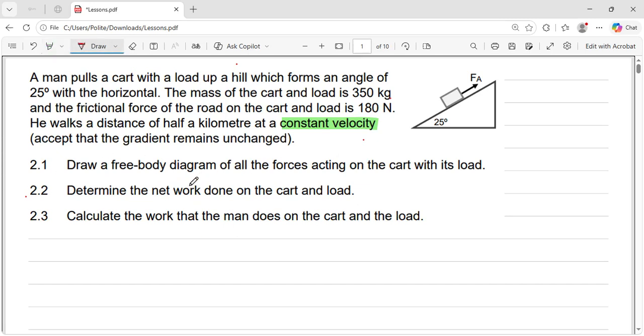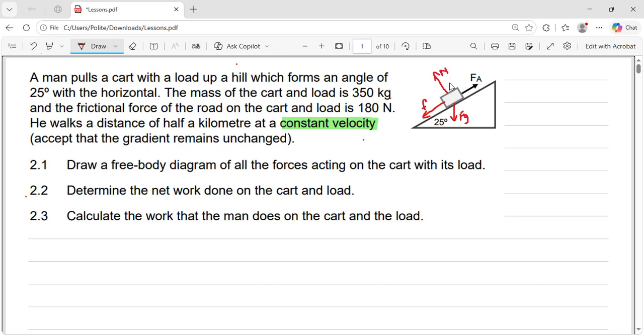Draw a free body diagram of all the forces that are acting on the cart with its load. So now we need to identify all the forces that are acting on that object. If the object is moving up, we're going to have what we call the frictional force that will go down. This will be my F for frictional force. Then there's a force that always acts down, which is the weight. So this will be my Fg.